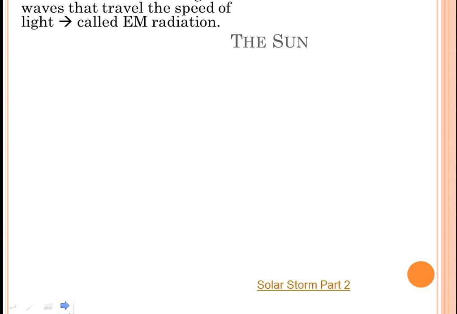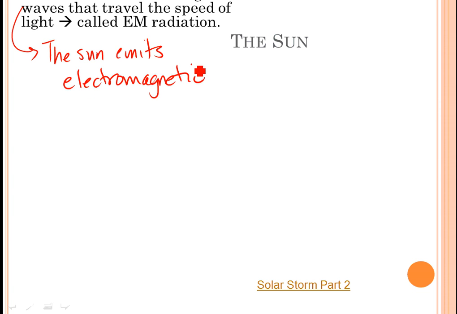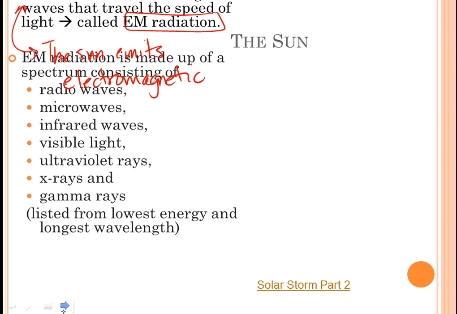The sun emits electromagnetic waves, and that travels at the speed of light, and that's our EM radiation.